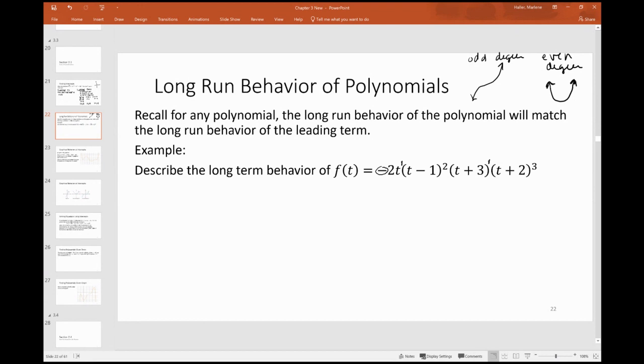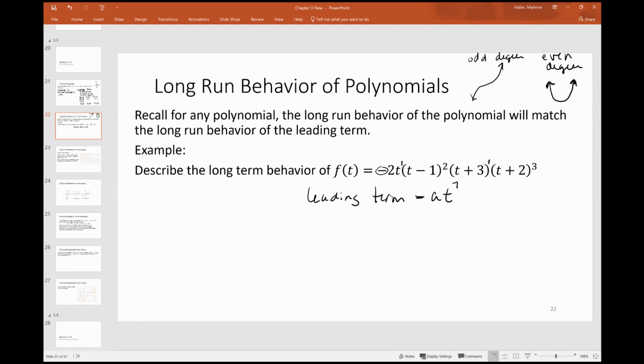I know that this leading term is something negative, and I don't know what the value of it is, but I don't care. But the variable is going to have a degree 7 on it. So that's all I care about here, is that leading term. That's how it's going to tell me about the end behavior or the long run behavior of this polynomial.